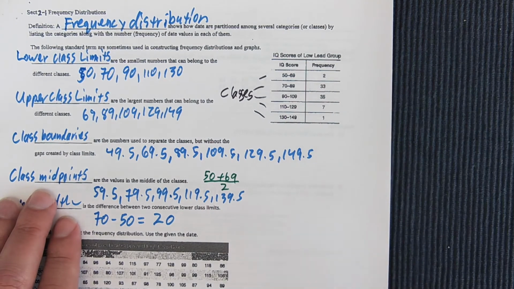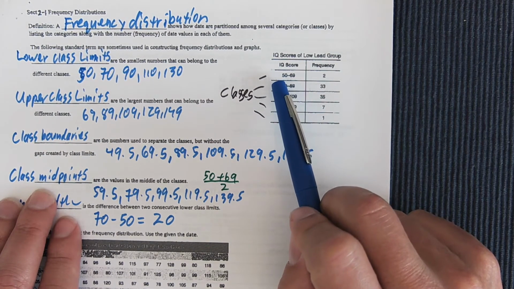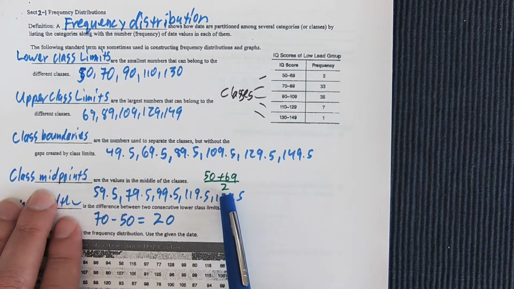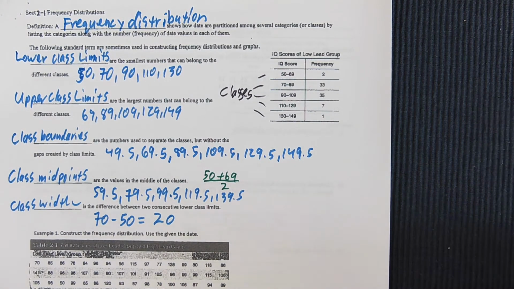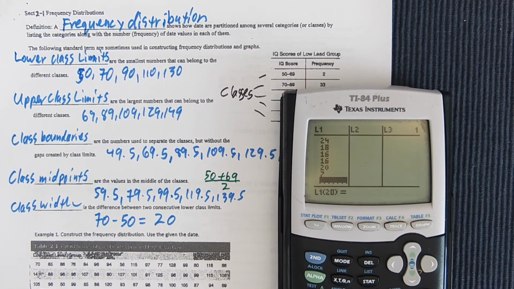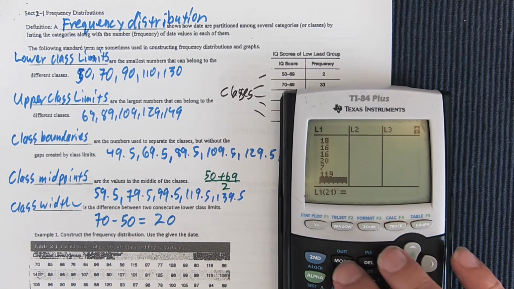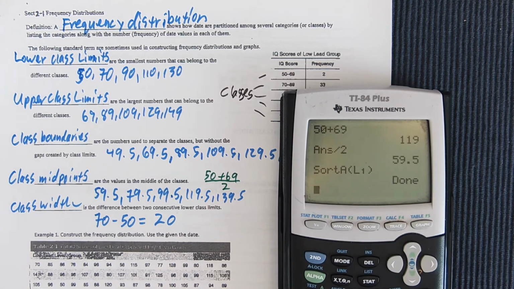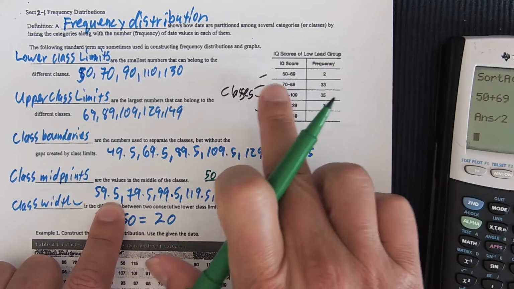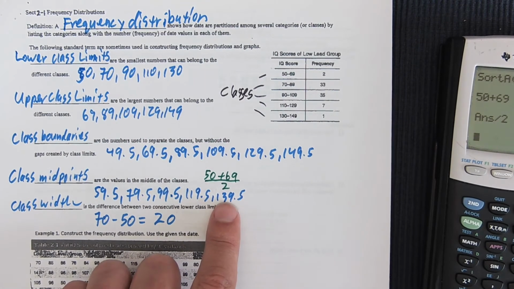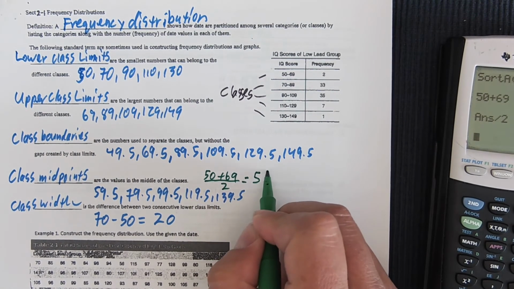The class midpoints are basically, I'm taking the upper class limit and the lower class limit, and I'm adding them up and dividing by 2. So if you take 50 plus 69 divided by 2, 50 plus 69 equals, divided by 2, and there's where the 59.5 comes from. And so I did that for each class I went through. And this became 59.5.